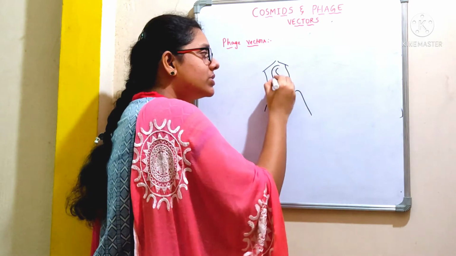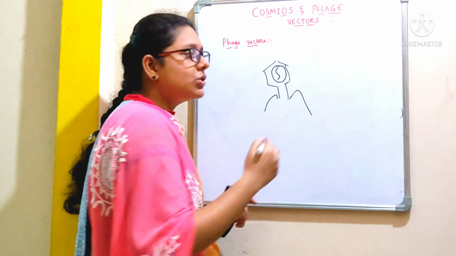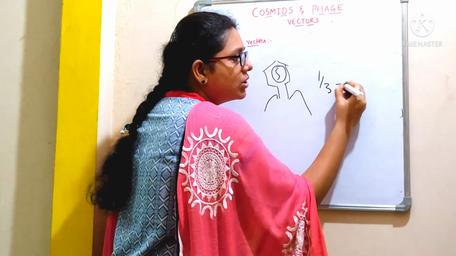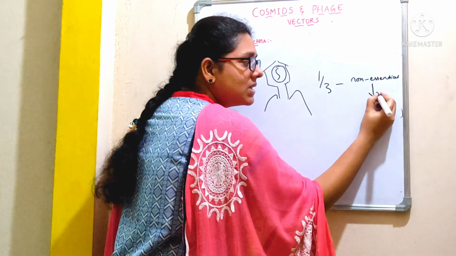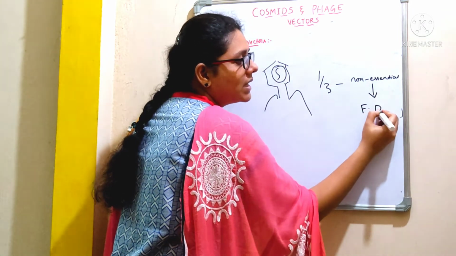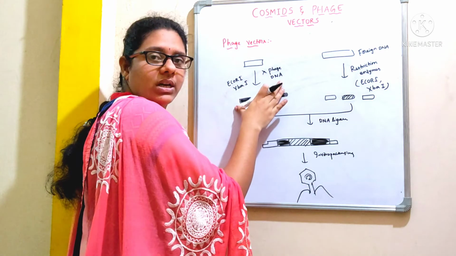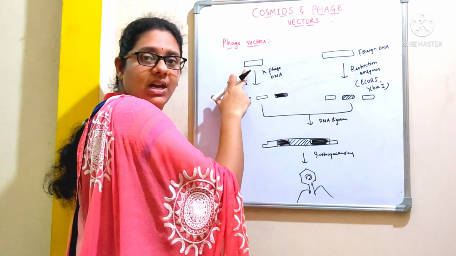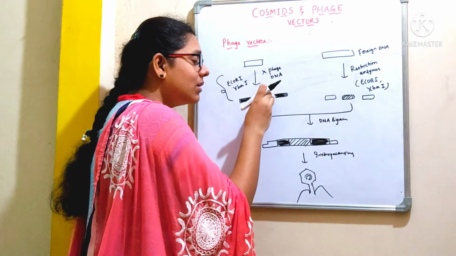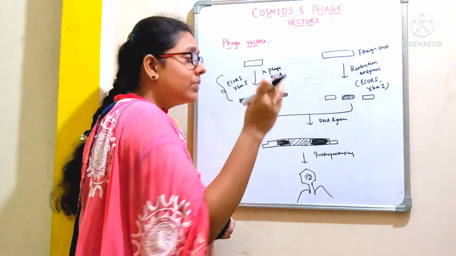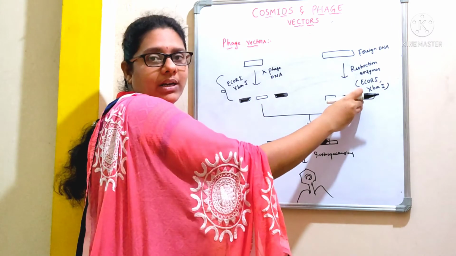If we look into the genome of a bacteriophage, one third of the genome is non-essential. So we can replace this portion with foreign DNA. Look at the picture carefully. This is the lambda phage DNA which is treated with restriction enzymes. So here the non-essential portion is removed and it is replaced with the foreign DNA.